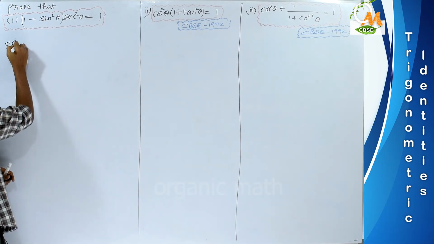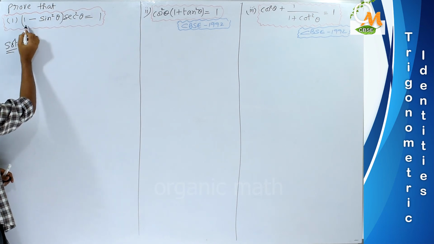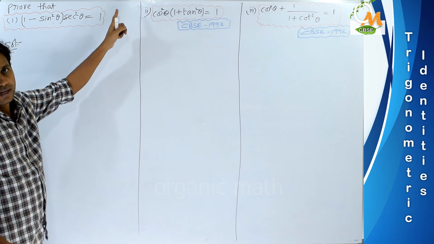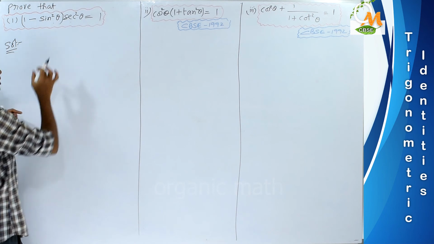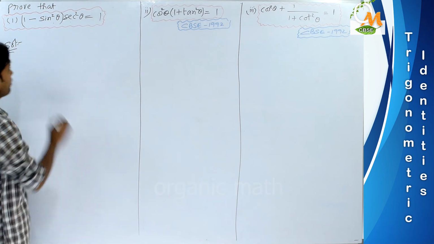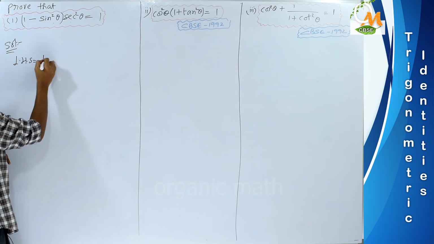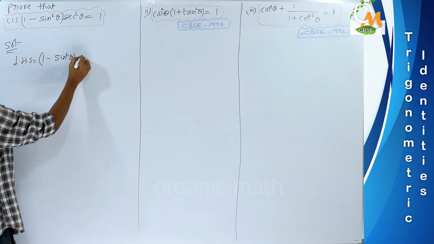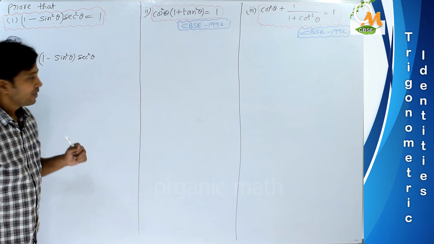Let me write the solution part. See this, we have given like this. We need to prove (1 minus sine square theta) into secant square theta equal to 1. In this, we need to take this as LHS and this as RHS. Taking this LHS, we need to obtain RHS. Now take this LHS part, that is 1 minus sine square theta into secant square theta.